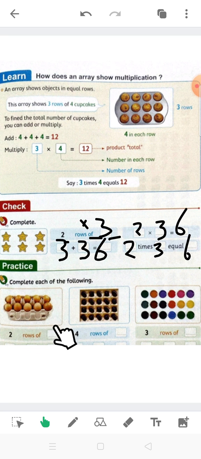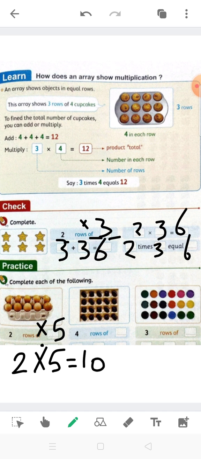Okay, I've got some eggs organized in an array. How many rows do we have? I've got 2 rows. Excellent. So this is 2 rows of what? How many columns? Let's count. 1, 2, 3, 4, 5. I will write 5. I need to write the multiply sentence. This "of" means multiply. This is called 2 times 5. What does it equal? Equals 10. Okay?